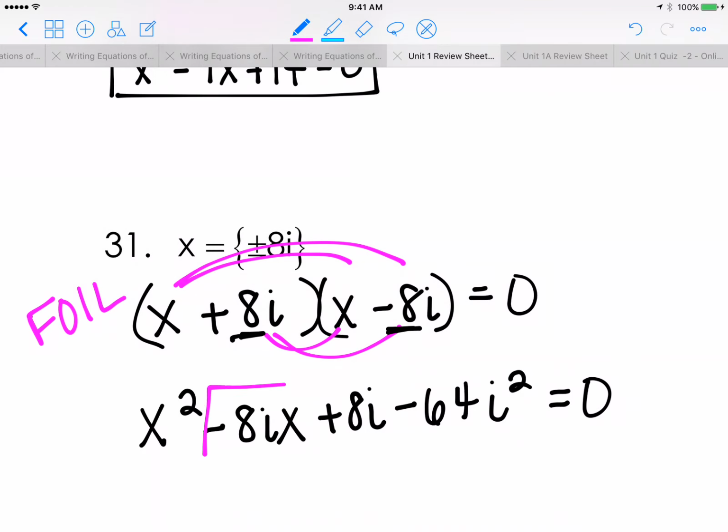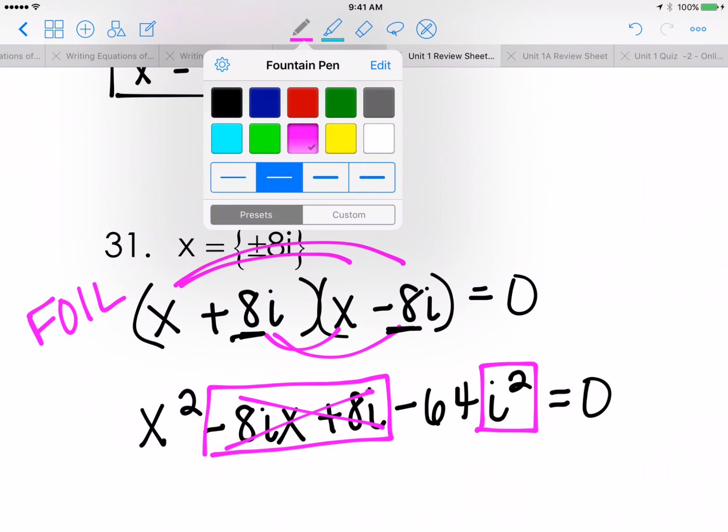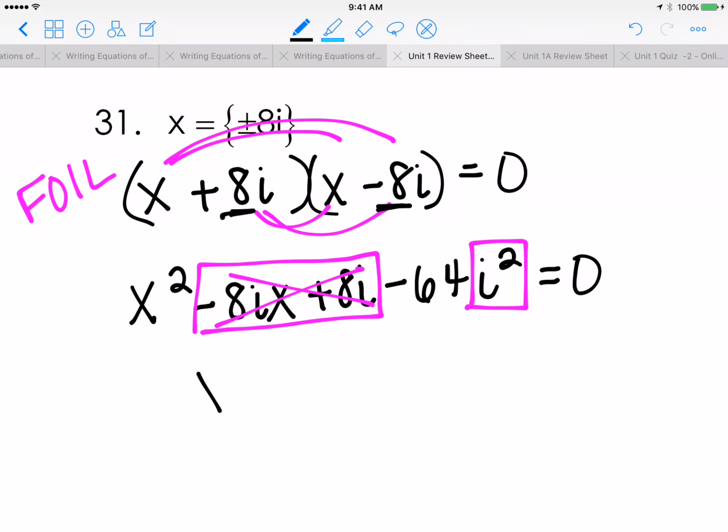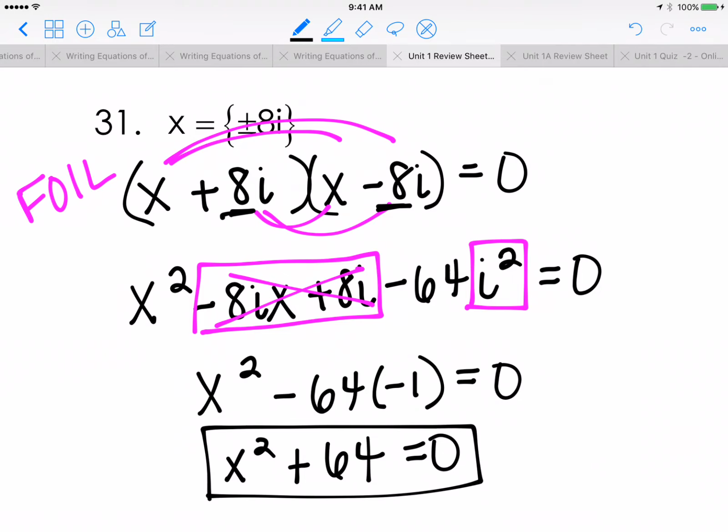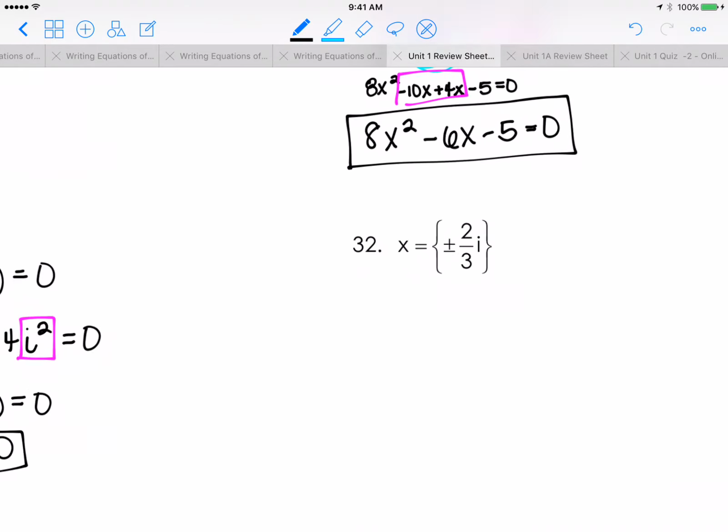So let's combine like terms. What happens here? Well, they cancel out. And then what happens here on this i squared? We've got to change that to a negative 1. So we get x squared minus 64 times negative 1 equals 0. So we get x squared plus 64 equals 0. And this is now a sum of squares problem, which we don't have to factor. We are done. Okay, last one.